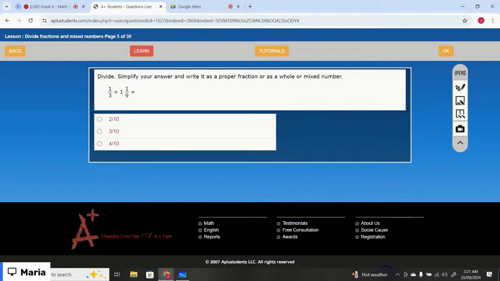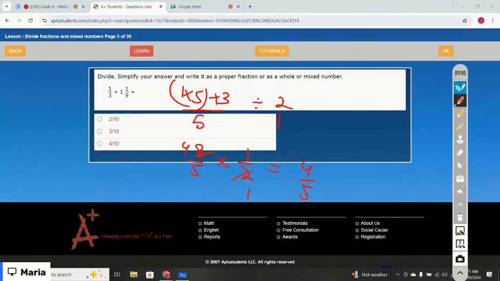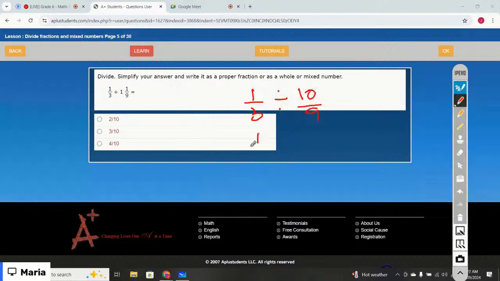Okay, the next one is 1 over 3 divided by 1 whole 1 over 9. So that is 1 over 3 divided by 10 over 9. Replace the division sign with multiplication.